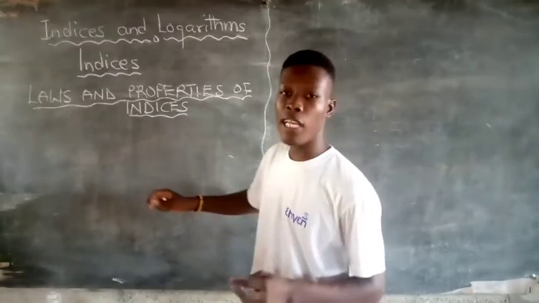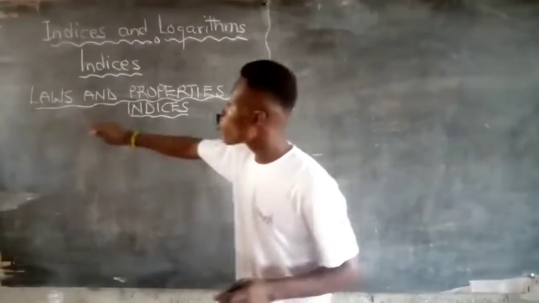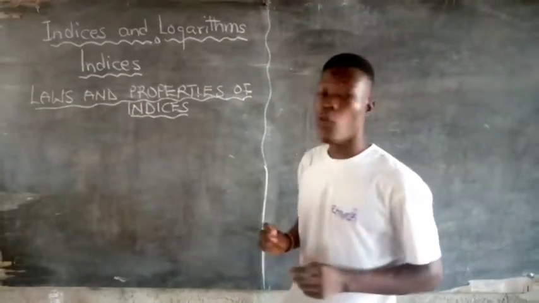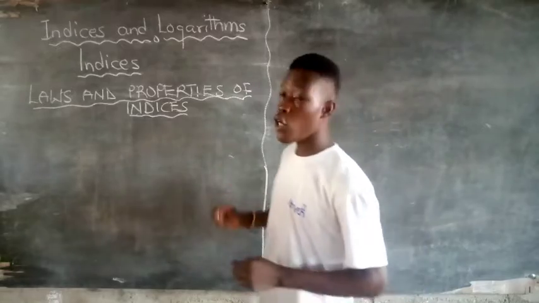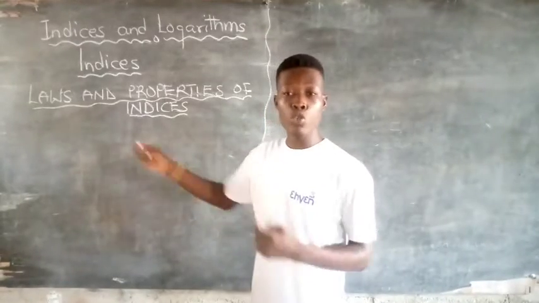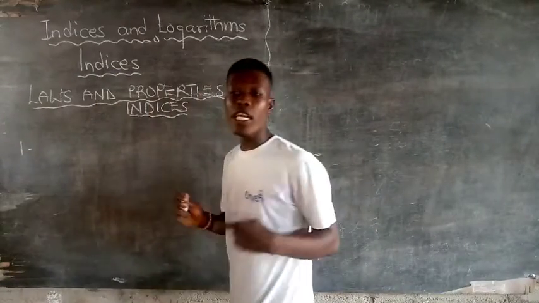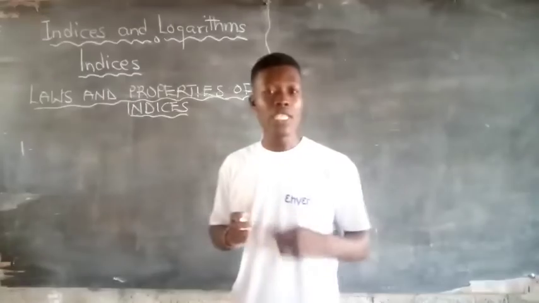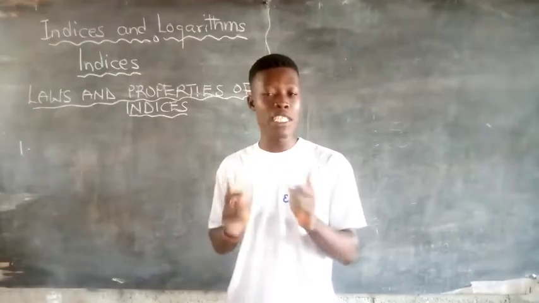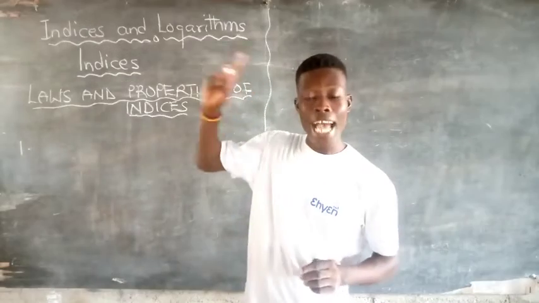First, specifically what we are going to do today is talk about the laws and properties of indices. Going into the laws, indices has 3 laws, so let's talk about the 3 laws. The first one says that when multiplying numbers with the same base, we pick one base and add the exponents.